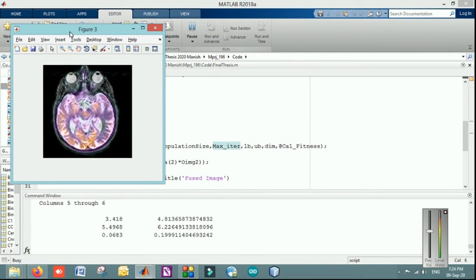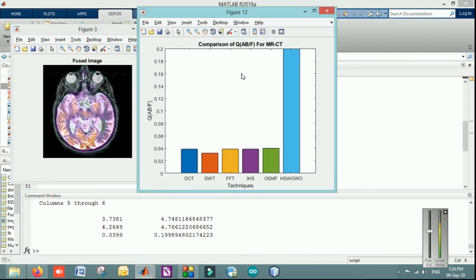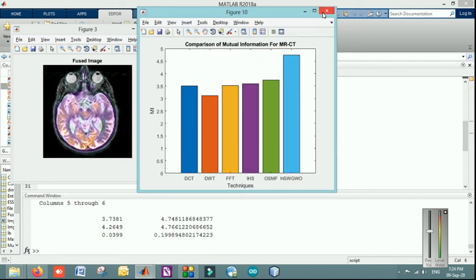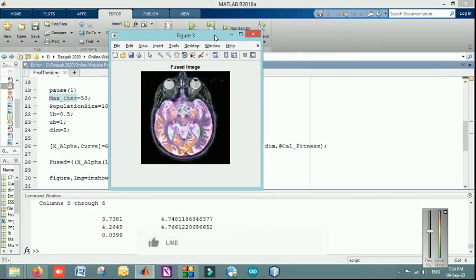It is a much more refined image with respect to the traditional one, and the comparison is performed with respect to previous algorithms such as DCT, DWT, FFT, IHS, OSMF. The hybrid SW and GW algorithm is implemented and compared with the previous algorithms, in which each factor is giving better results for our algorithm. So further modifications are also possible in this.